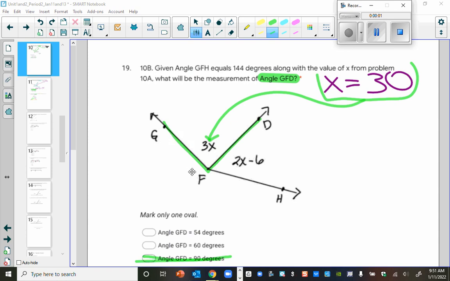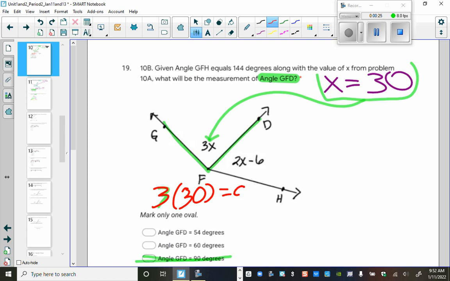Substitute x equals 30, and then you're just multiplying 3 times 30. That's all you're doing. Well, I'll write that down. So again, it's just substitute and solve for 19.